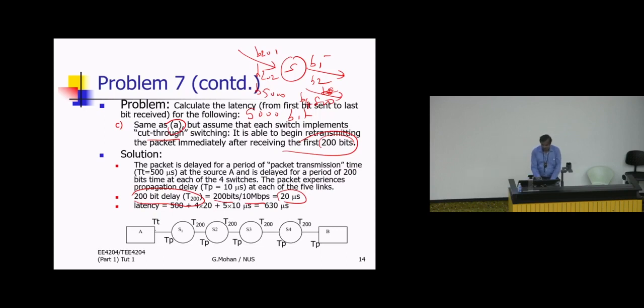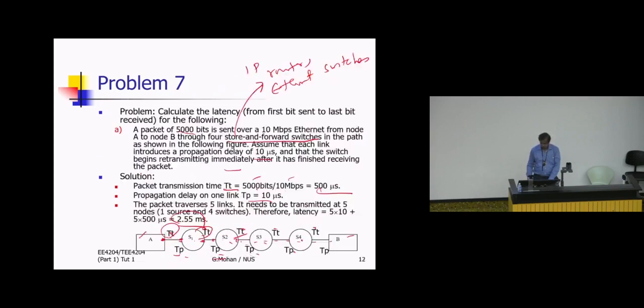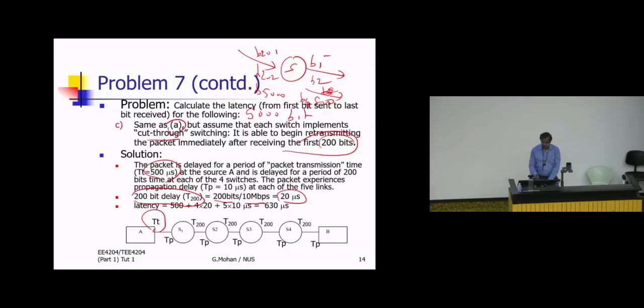Now, at A, the timer starts when the first bit starts its transmission. So the last bit is transmitted at time TT. TT is 500 microseconds, right? Which we have already calculated here: 5000 bits divided by 10 Mbps. But the last bit needs TP to reach S1. When the last bit is received, switch 1 needs T200 time only to transmit the last bit. Then that last bit needs TP.